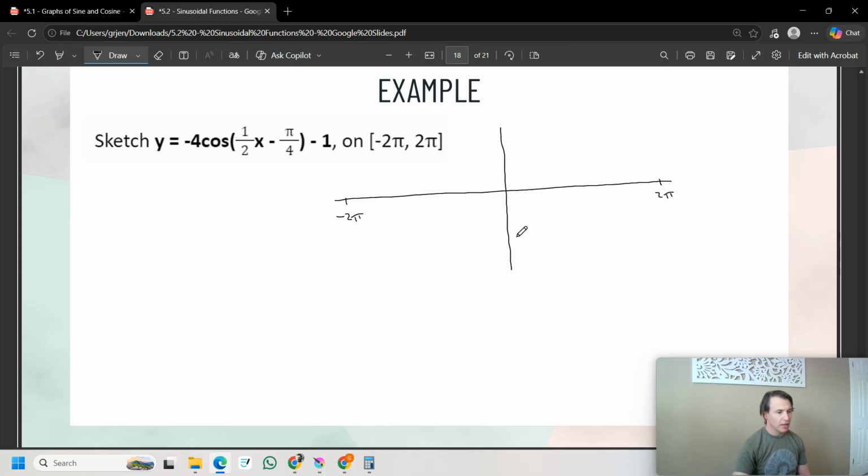All right. And we have our c value at -1. So let's just go ahead and do that very gently here. So we have -1 down here. There's -1. Our minima are going to be 4 below that. So we'll call this down here at -5. Okay, that's -5. This is -1. And our maxima are going to be up here at 3.